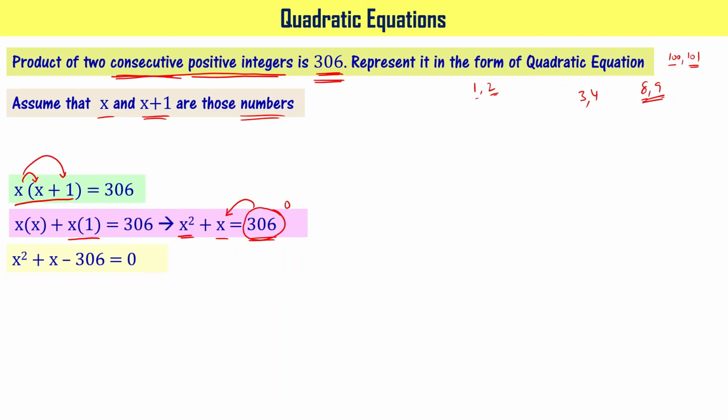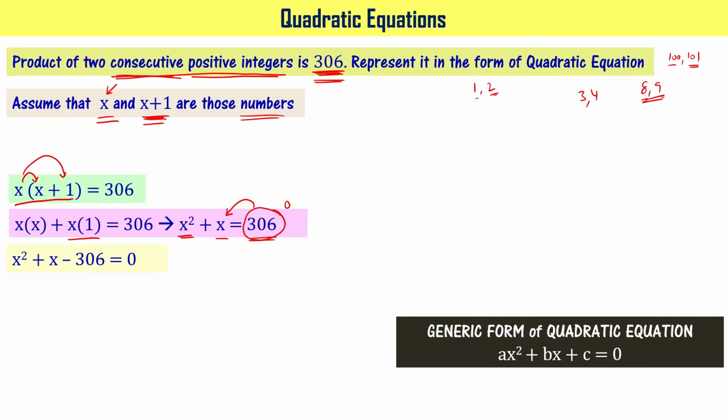This is the quadratic equation. When you solve this equation, you will get the value of x. Then x plus 1 is the consecutive, the next positive integer. When you multiply those two numbers, you will get 306 as the answer, right? You may recall that the generic form for a quadratic equation is ax square plus bx plus c equal to 0. For that reason, we say that x square plus x minus 306 equal to 0 is a quadratic equation. Got it?